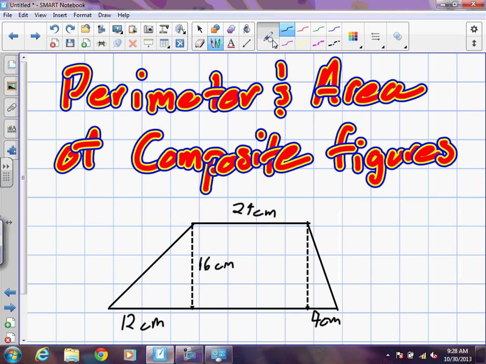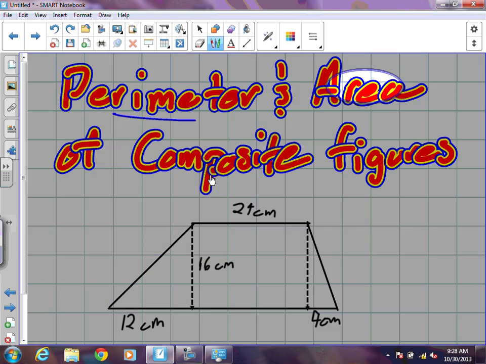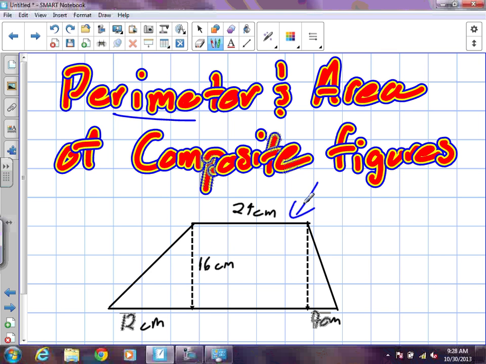We just went through the perimeter of this object. Now we're going to focus on the area of the object. And again, this is a composite figure, so it's a figure built up of other shapes. Now in this case, we can see that we have two triangles.